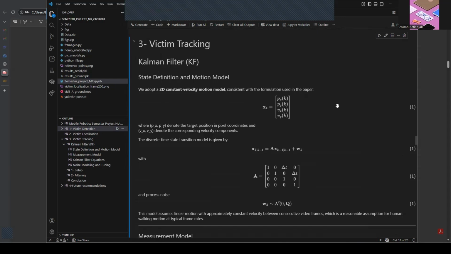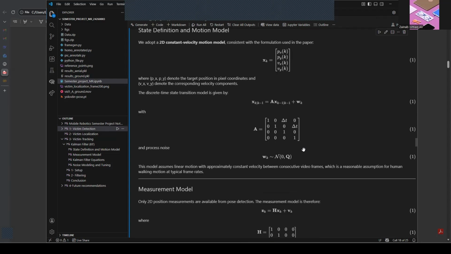So the paper uses our standard state transition model. So for my future state x, it is based off my state transition matrix A, which is F in our paper, times our current state, and then there is an additive noise as well, which is the process noise. And once again, this is normally distributed, and Q is something that we will be tuning later on.